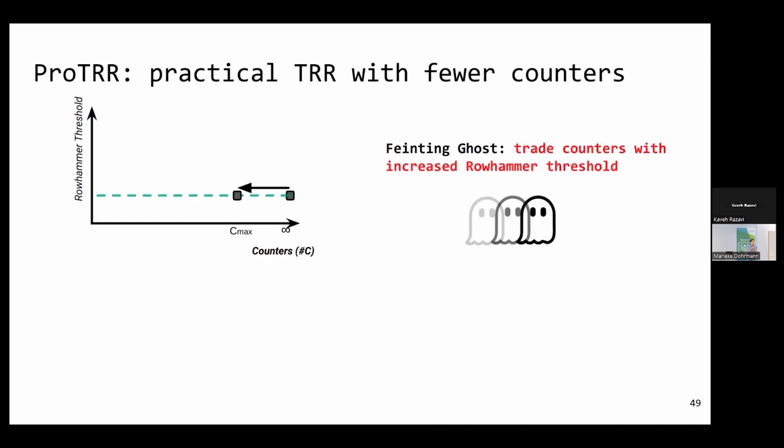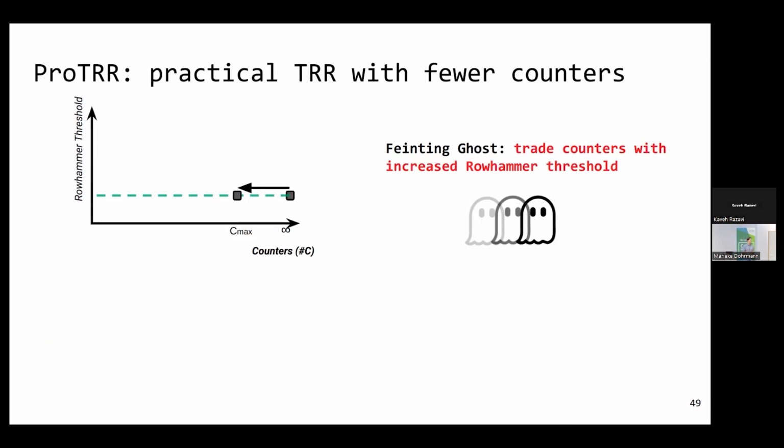Because these counters need to be implemented, they take space and energy, so it increases the cost of the device, and you probably don't want that. So instead, we came up with a new version of fainting, which we called fainting ghost. The idea is that we could trade some of these counters, reducing the number of counters while allowing for more Rowhammer vulnerability.